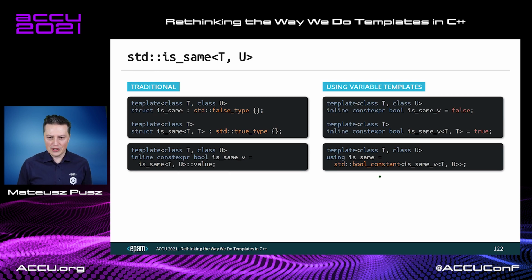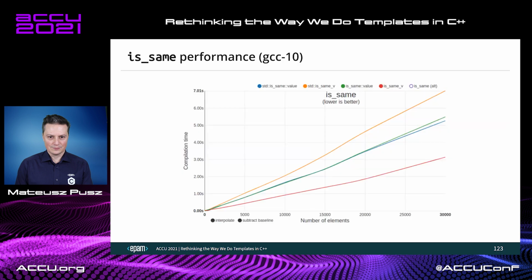And if we really need it, we can provide the isSame as a bool constant for the users that require class template rather than the variable traits. And what's the performance outcome from it? On GCC 10, this is usage of std::is_same_v. We are paying for variable template instantiation here, and pure is_same::value is the blue one, right? So it's faster than using the helper.